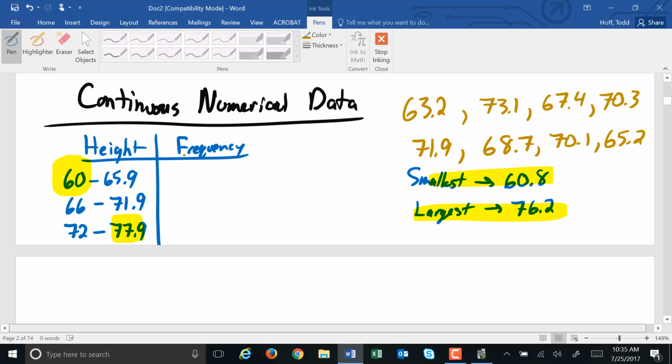So then I would go through and do the same thing. I would tally. Okay, 63.2 is here, 73.1 is up here, 67.4 is in here, 70.3 is in here, 71.9. And I would tally them up. Well, we're going to pretend we've already done that. And we're just going to get frequencies of 27, 46, and 27.